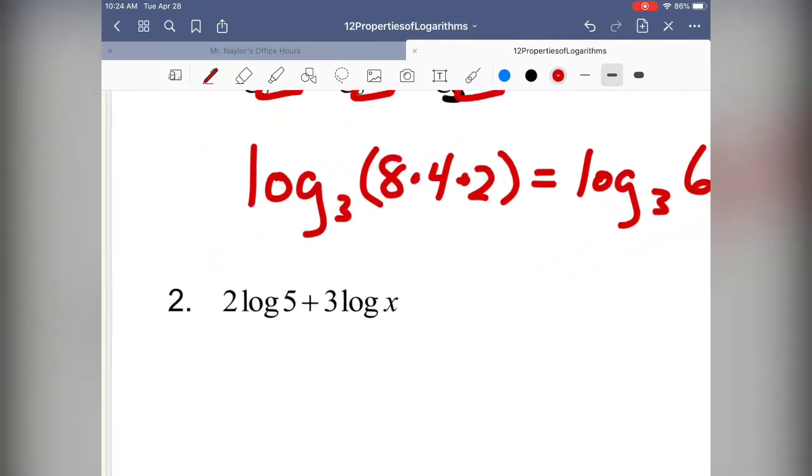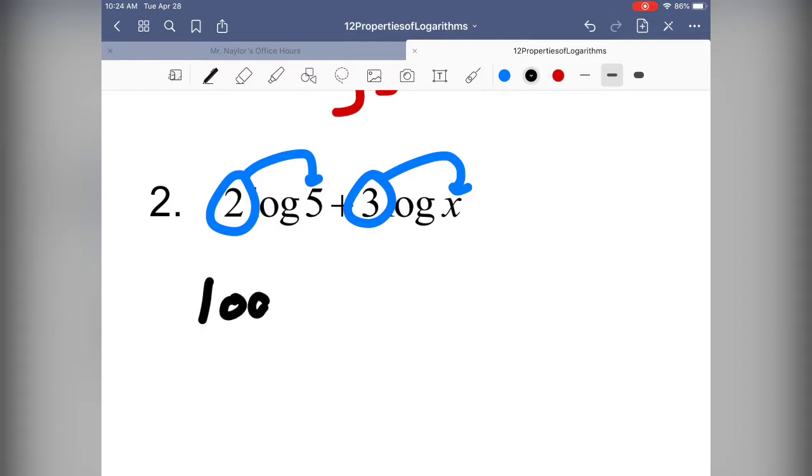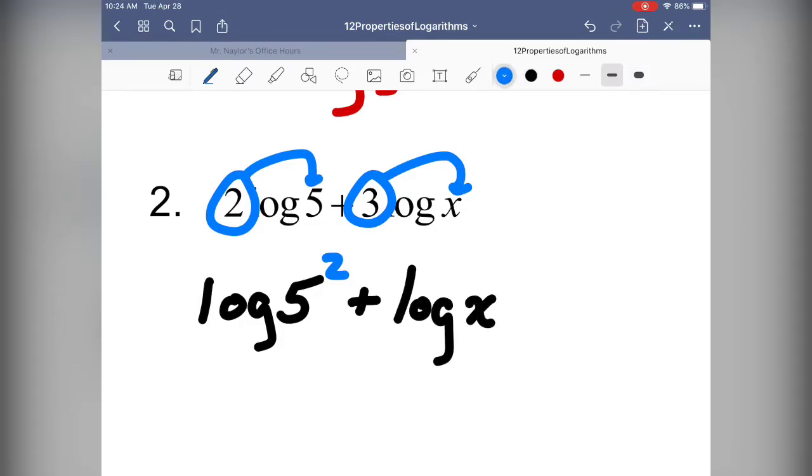You want to take a look at another one? Okay, now what we have here first are coefficients, and what you guys are going to grow to know is that coefficients always have to come up to be exponents. When they come up to be exponents, we now end up with some new values. We're going to end up with a 5 squared. We're going to end up with a x cubed. But you always bring coefficients up to be exponents first.